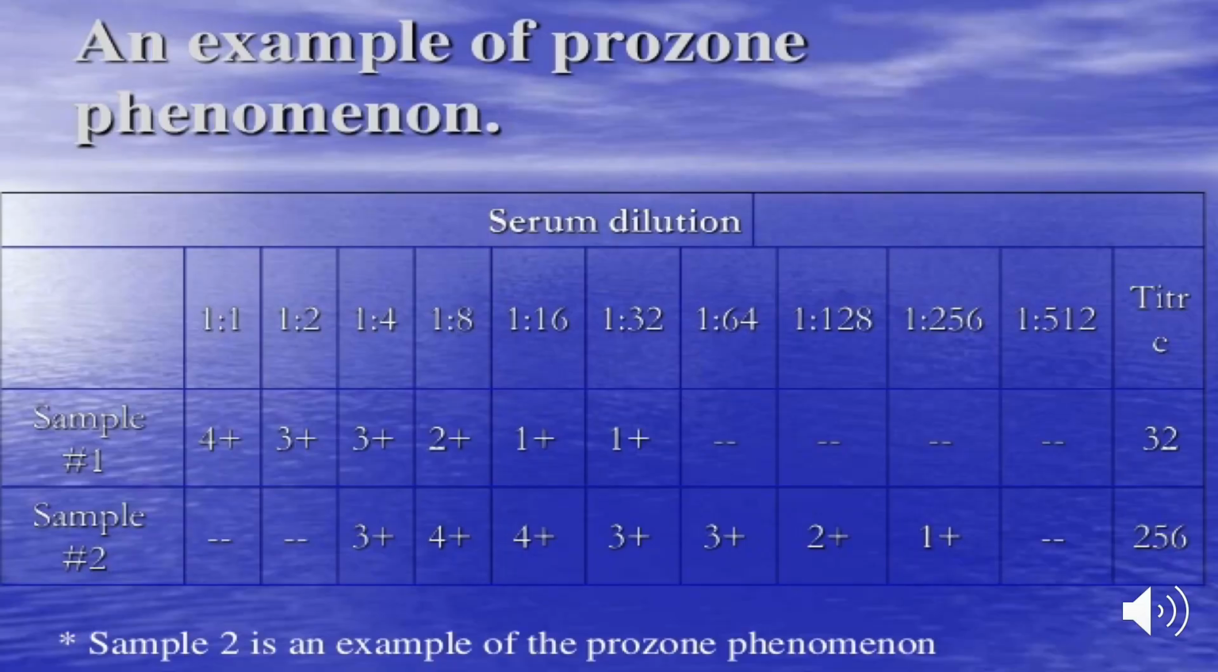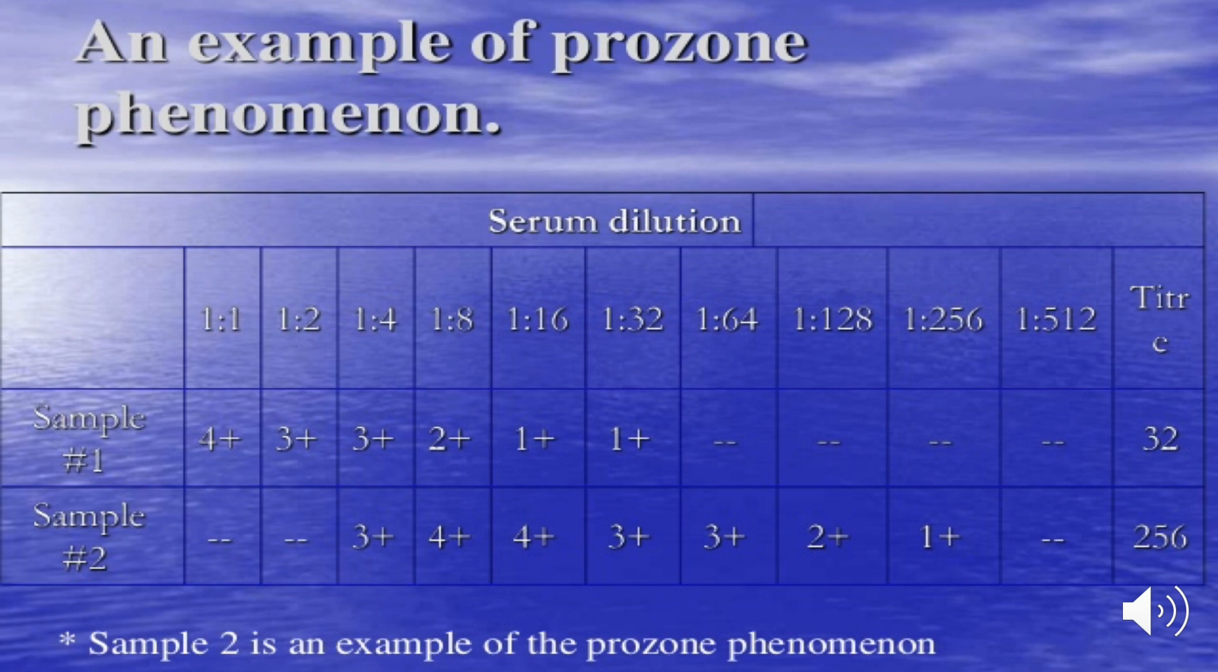We have here a case of prozone phenomenon. We have samples 1 and 2. Both samples were serially diluted. Expect that the test tube with the 1:512 dilution should contain the lowest amount of antibody because the sample there is very diluted. Now, take a look at sample number 1. If undiluted, it was able to produce a 4+ grading of agglutination. As soon as you dilute the sample, you will notice that the grading of the agglutination will also decrease.